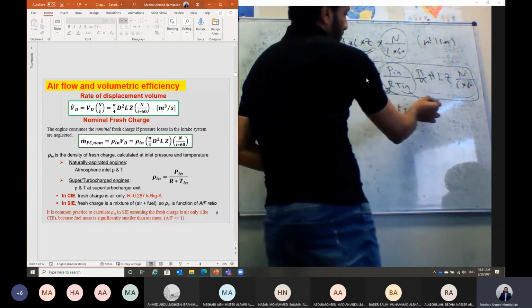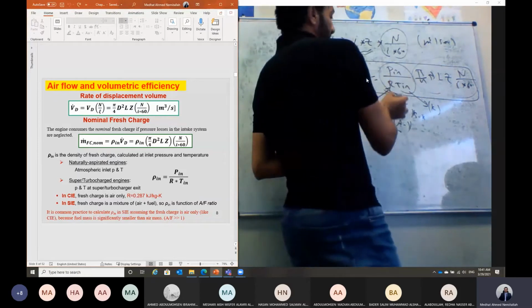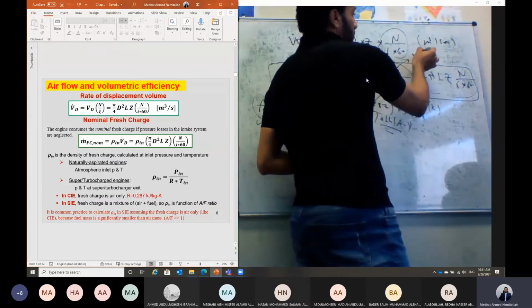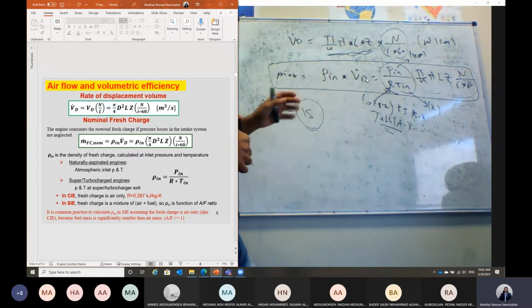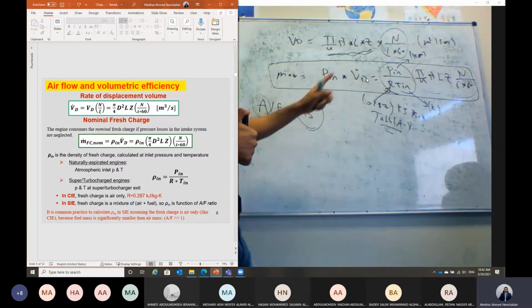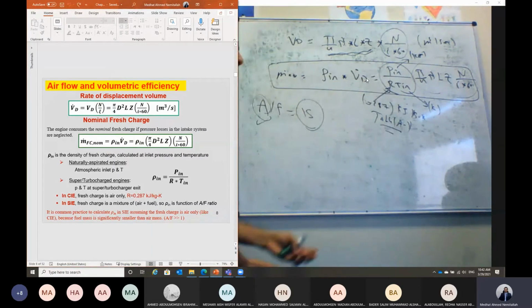This temperature, as you know, is the temperature of air in the intake manifold, and should be in Kelvin, and this is kilojoule, so the pressure should be calculated in kilopascal. But what about a turbocharged or supercharged engine? In a naturally aspirated engine, the pressure in the intake manifold should be the atmospheric pressure. But what about in the case of a super or turbocharged engine?